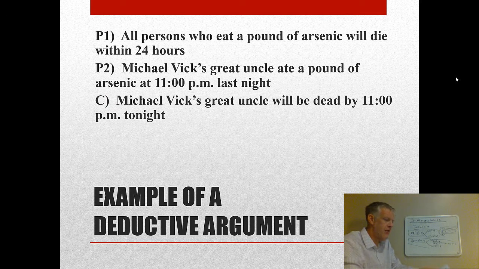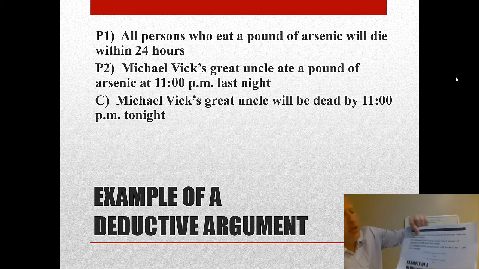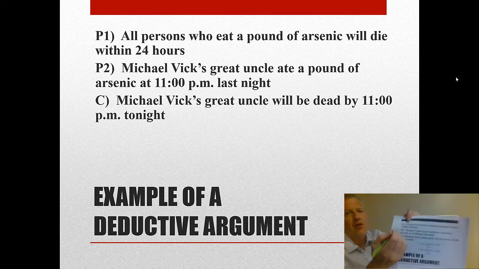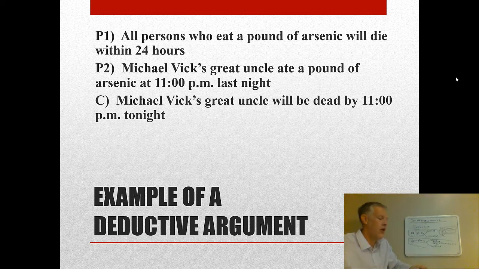So on slide 9, poor Michael Vick's great uncle. I've been using this example for quite some time. So the example is premise 1: all persons who eat a pound of arsenic will die within 24 hours. Now, what's interesting, that's all. I'll talk in a little bit later about indicator words. So we talked about premise and conclusion indicator words. Well, we also have indicator words. Here, I'm going to circle all here. We have indicator words for whether an argument is going to be inductive or deductive.